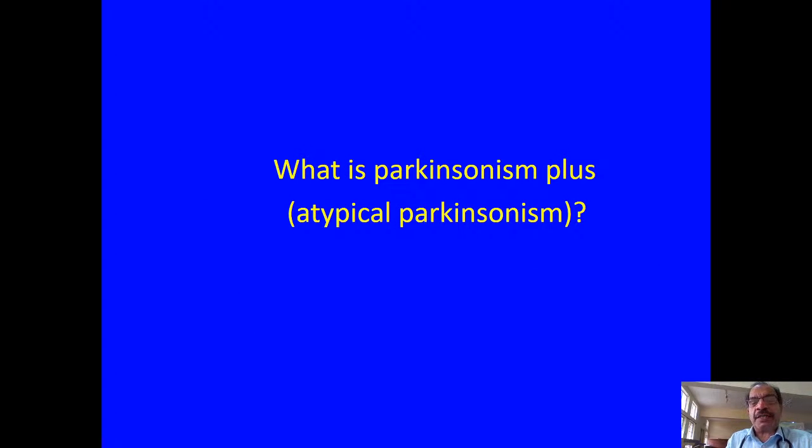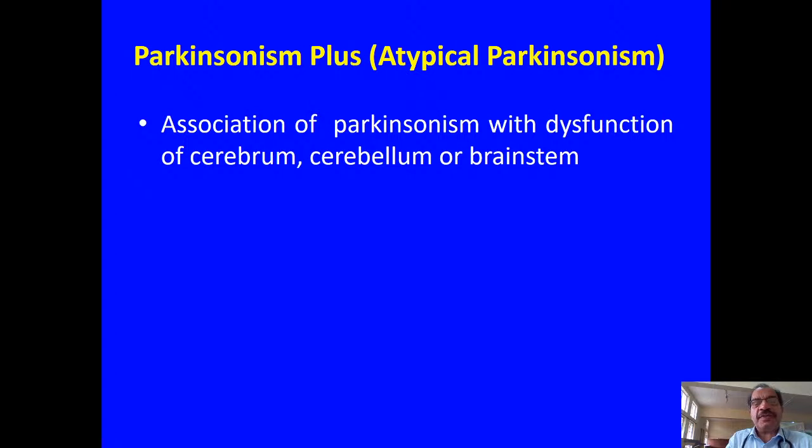So now what is the meaning of Parkinsonism plus? When these Parkinsonism features are associated with some additional features, then it is called Parkinsonism plus. The additional features may be in the form of some dysfunction of the cerebrum. There may be some cognitive dysfunction, some language dysfunction, or there may be additional features in the form of cerebellar problems, like ataxia and incoordination. Sometimes Parkinsonism may be associated with dysfunction of the brainstem, so some pyramidal manifestations may come, or other brainstem dysfunction may come. Whenever Parkinsonism is associated with any of these, it is called Parkinsonism plus or atypical Parkinsonism.